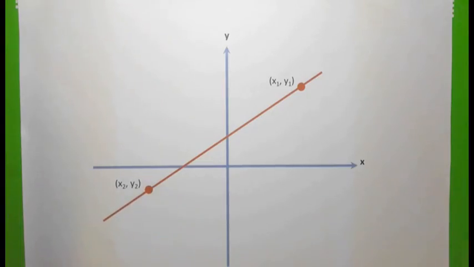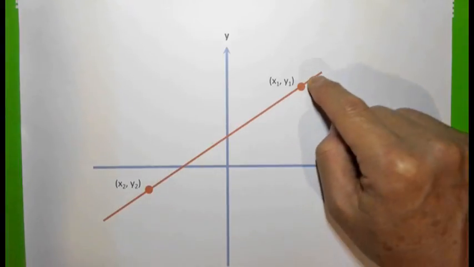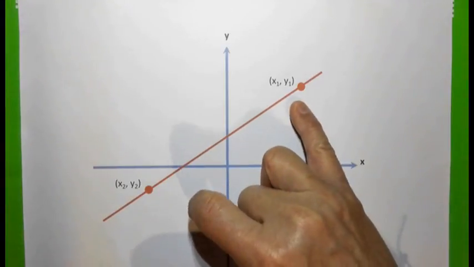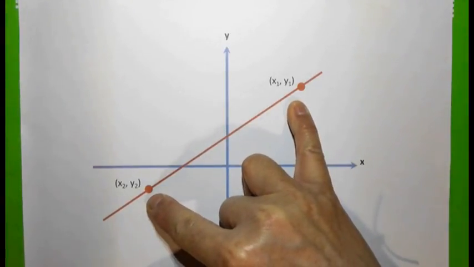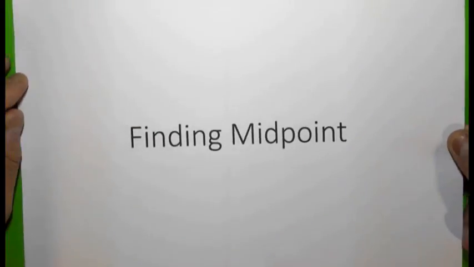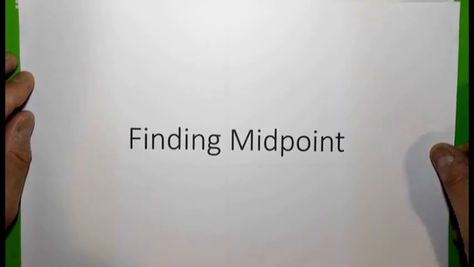Let's recall what we learned last lesson. We look at linear relationship, which is a straight line. If you are given two coordinates, x1, y1 and x2, y2, how do we find the midpoint? Now, this is the topic we are looking at, which is finding midpoint.